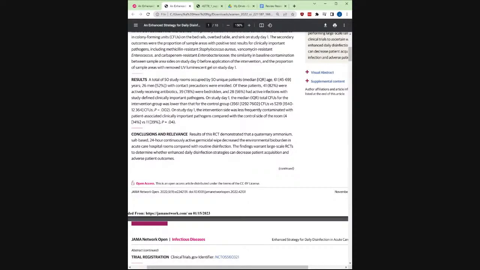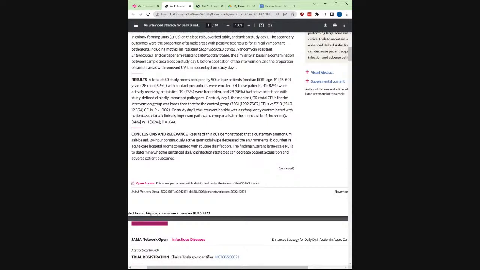The results of this RCT demonstrated that a quaternary ammonium salt-based 24-hour wipe could decrease the environmental bioburden in acute care hospital rooms compared with routine disinfection. The findings warrant a large-scale RCT to determine whether enhanced daily disinfection strategies can decrease patient acquisition and adverse patient outcomes. So I want to bring your attention to these last 2 sentences.